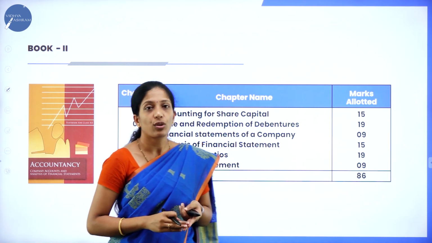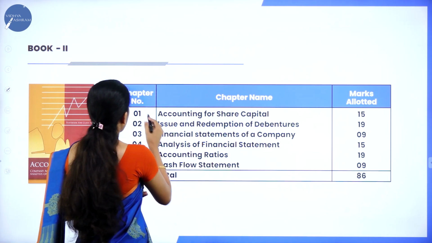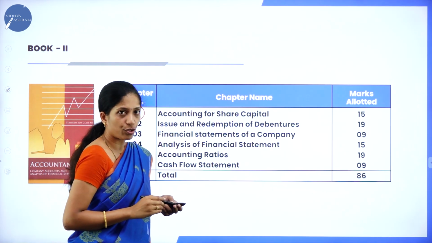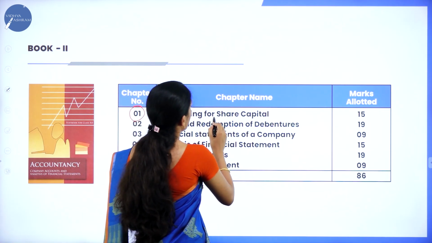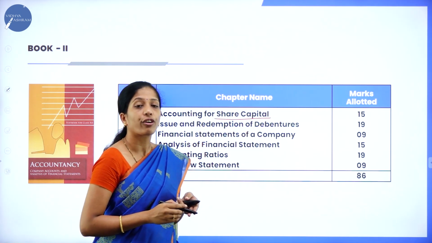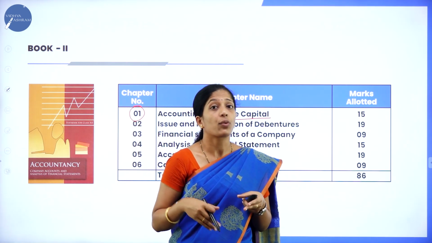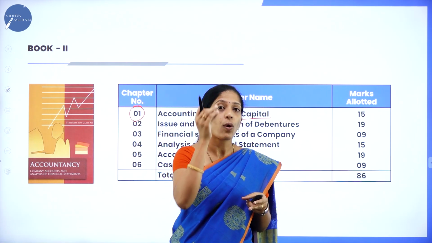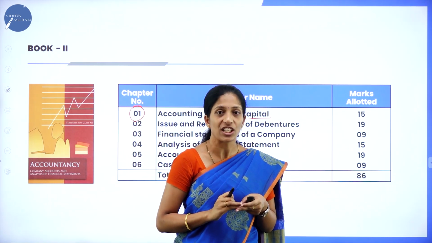So let us see what are those chapters and what is the weightage of this particular book. Now, coming to the first chapter under your book 2, that is accounting for share capital. Here, this is an important chapter where you are going to learn about the shares. So what is a share, what are the types of share, and what are the journal entries that have to be followed while collecting the amount from the shareholders.